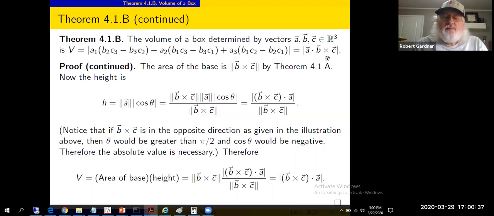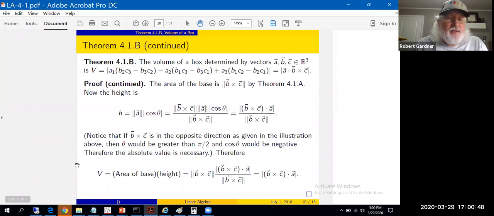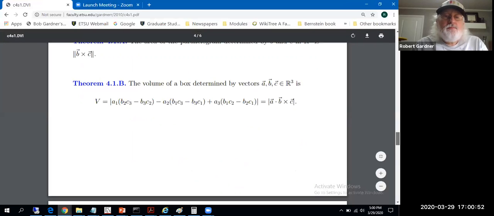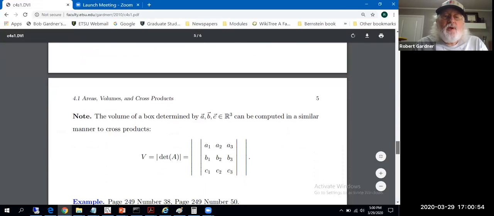You see any determinants in here? This looks a lot like determinants. In fact, this is the formula we had for determinants of a 3x3 matrix. So back to the notes. Oh, the volume of the box determined by A, B, and C.